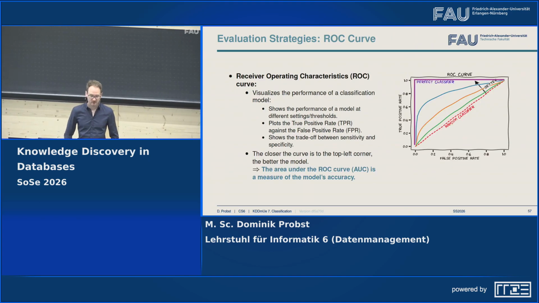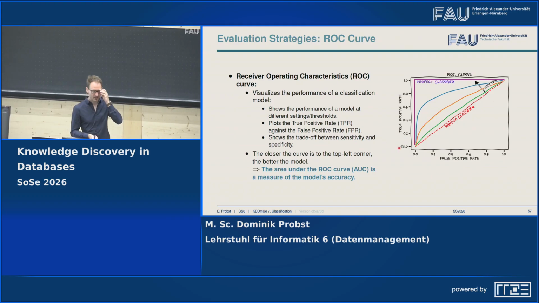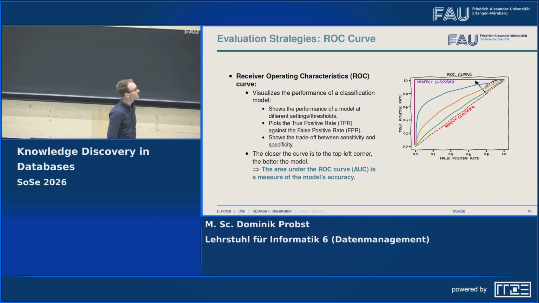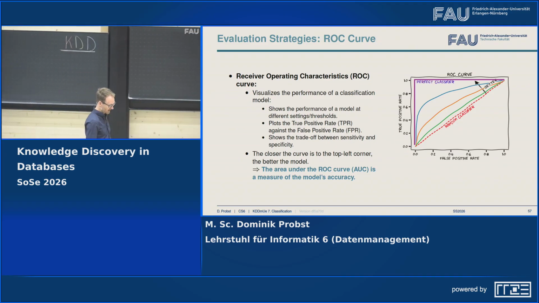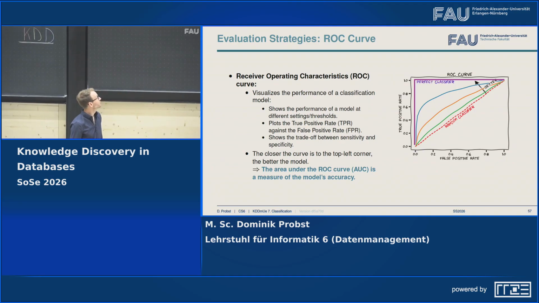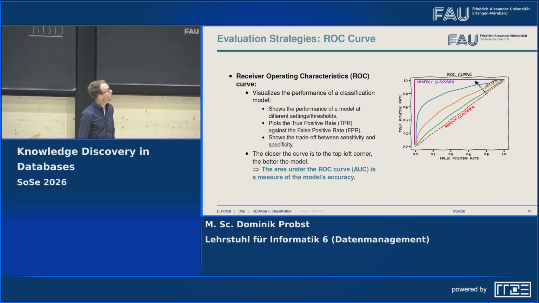Then let's get to the receiver operating characteristics curve. This curve visualizes mostly the performance of different classification models. Basically, we are comparing the true positive rate and the false positive rate of a model. In most cases, you can fine-tune the model a little bit, and you can trade off the true positive rate for false positive rate and the other way around.